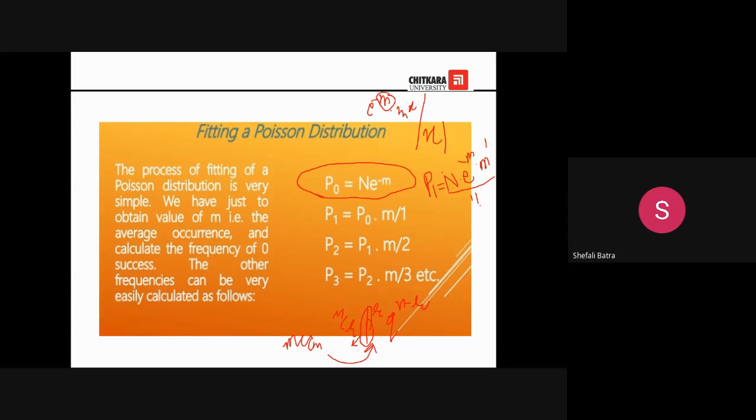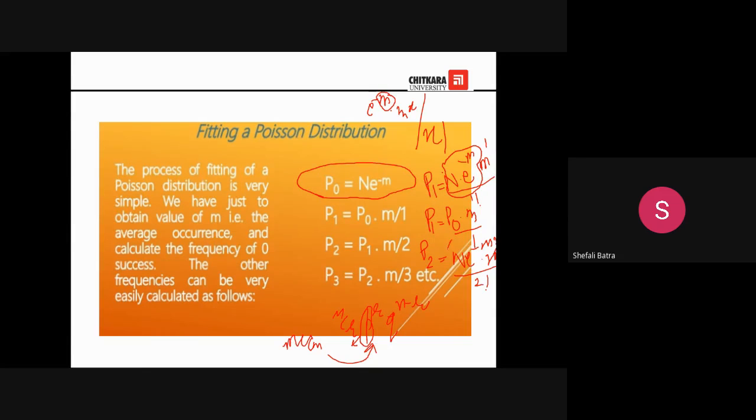Right? So what you will do here, see, n e raised to power minus m. This factor is replaced by P naught. So P1 can be written as P naught into m divided by 1. Right? This is the relation how you can relate these probabilities. Similarly, if you are writing P2, according to the formula, n e raised to power minus m into m square divided by 2 factorial. Right?